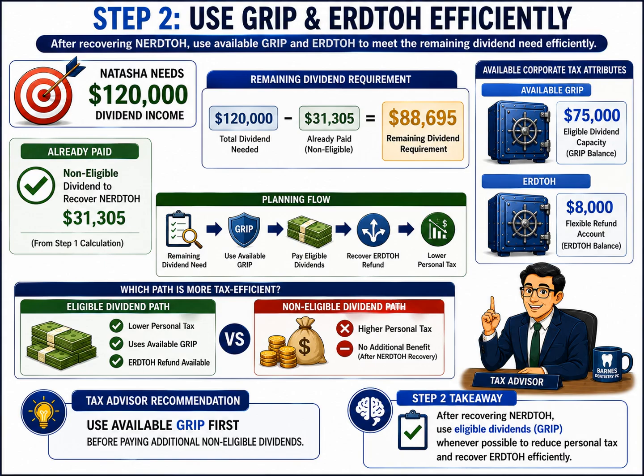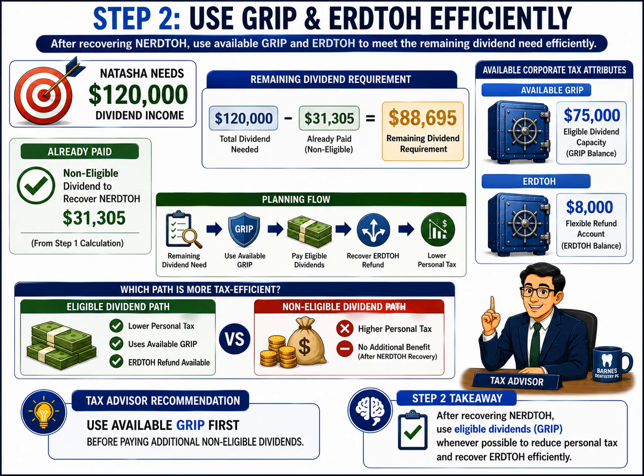Now compare the two possible paths shown at the bottom of the slide. The eligible dividend path provides three advantages. It uses the available GRIP balance. It allows the corporation to recover ERDTOH, and it generally produces lower personal tax for Natasha. The non-eligible dividend path does not provide those same benefits.